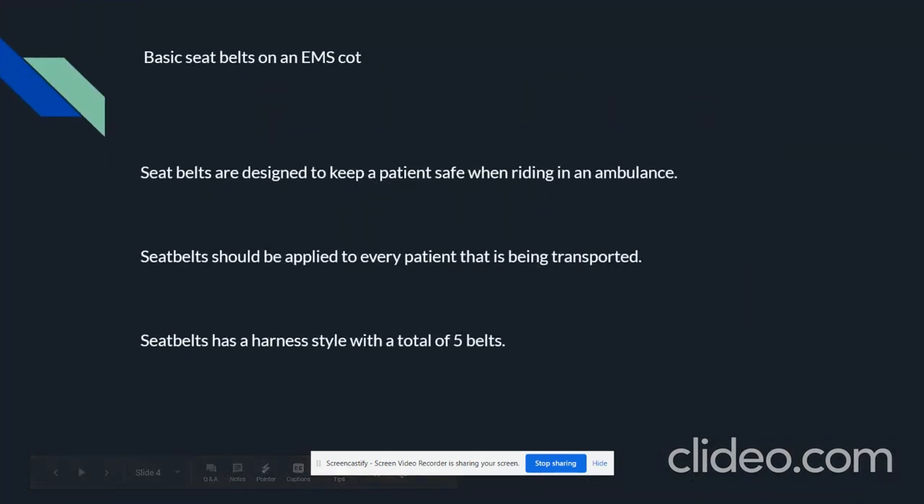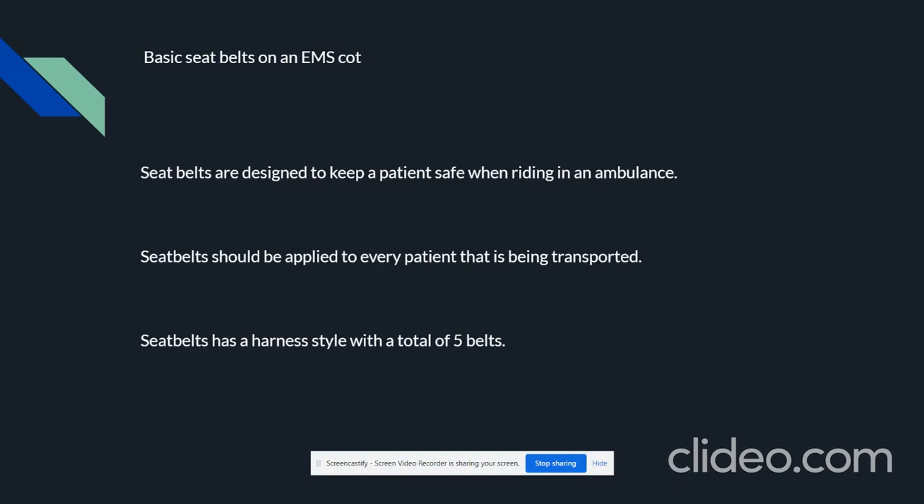Basic seatbelts on an EMS cot. Seatbelts are designed to keep patients safe when riding in the ambulance. This is very true even when you're riding in your personal vehicle. You should always be belted. Same goes for in the ambulance.